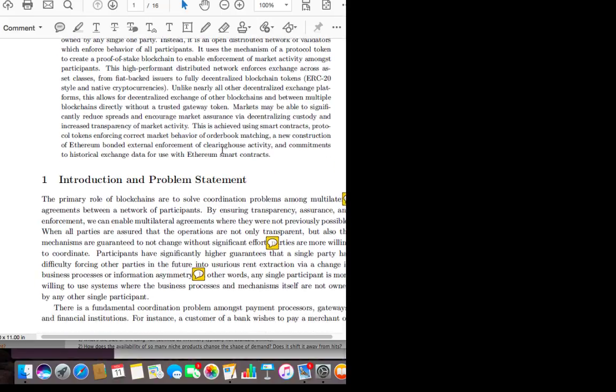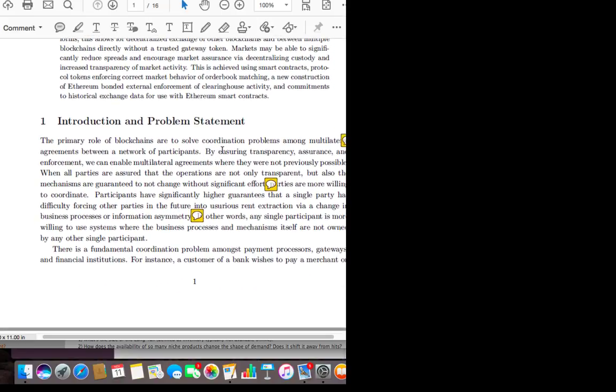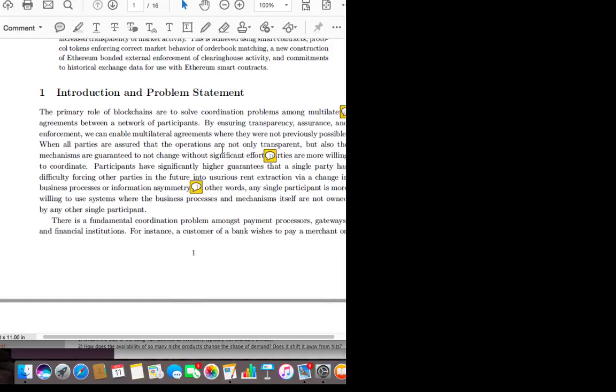Let's go into their conclusion statement, which I find key to capture the essence of the project. This is achieved using smart contracts, protocol tokens, enforcing correct market behavior of order book matching, a new construction of Ethereum-bonded external enforcement of clearinghouse activity, and commitments to historical exchange data for use with Ethereum smart contracts. What does that actually all mean?